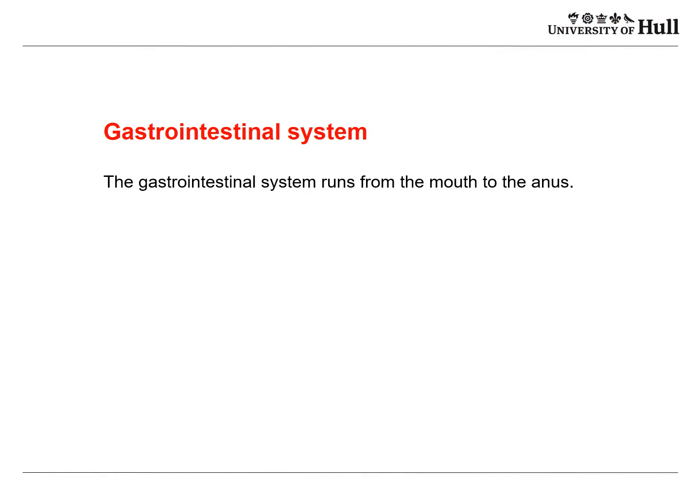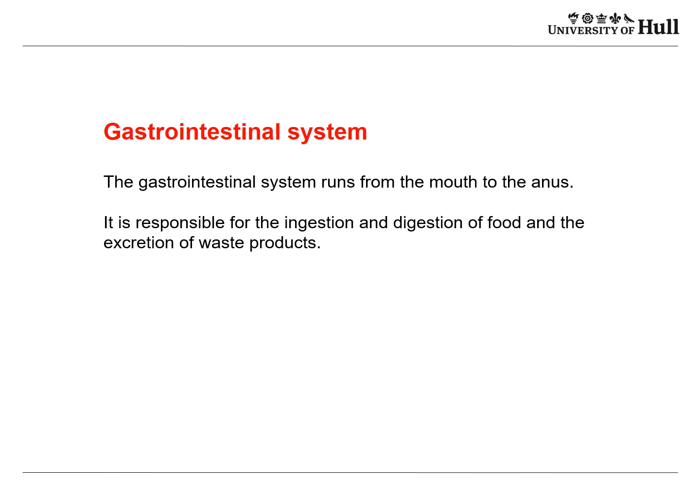The gastrointestinal system runs from the mouth to the anus. It's responsible for the ingestion and the digestion of food and the excretion of waste products. Topologically, it actually lies outside of the body because the gastrointestinal tract is a continuous tube from the mouth to the anus.